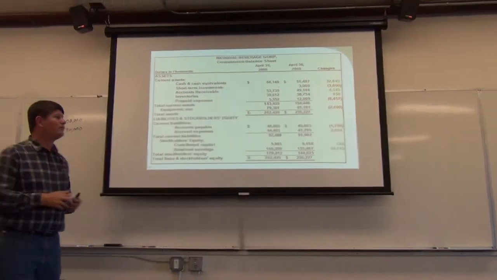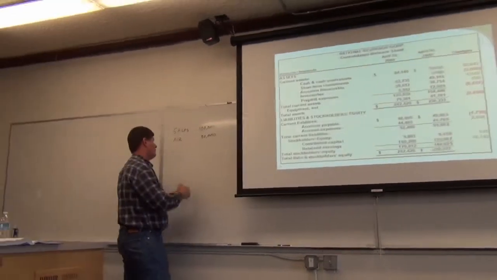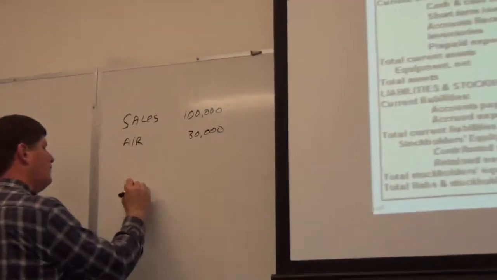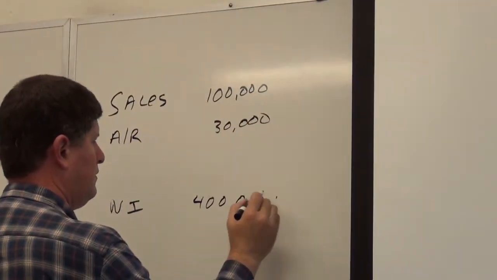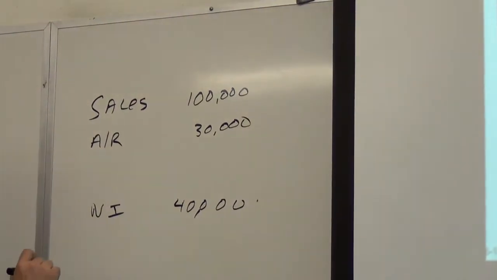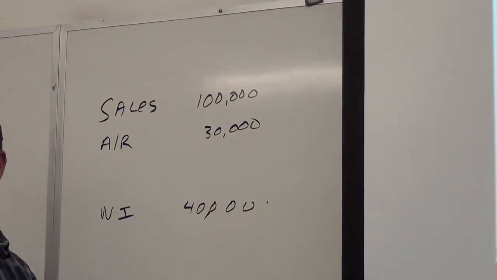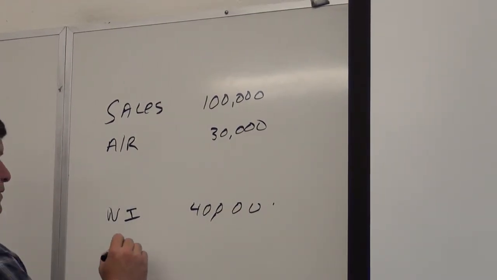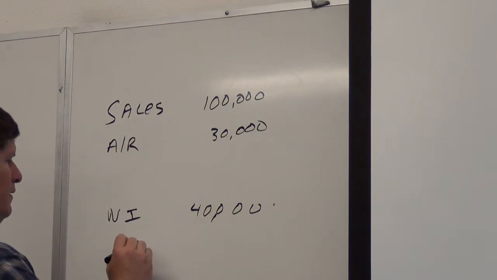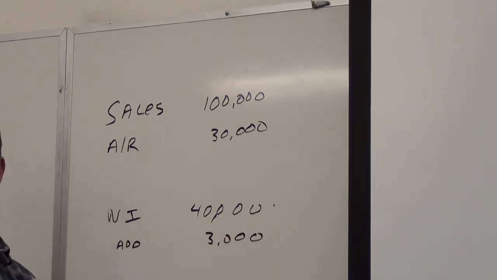So if I'm starting with net income, if I have net income of 40,000 bucks, and I sold my short-term investments, cash went which way when I sold it? Cash went up. So I would add 3 million, or I'm going to call it 3,000 here, okay?